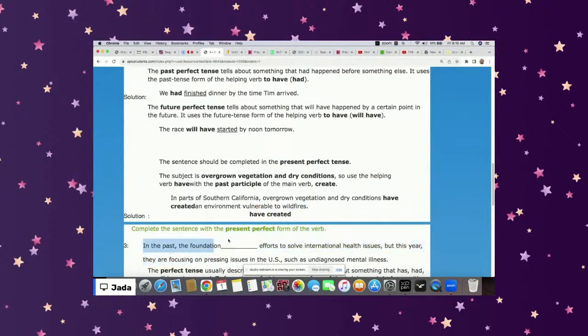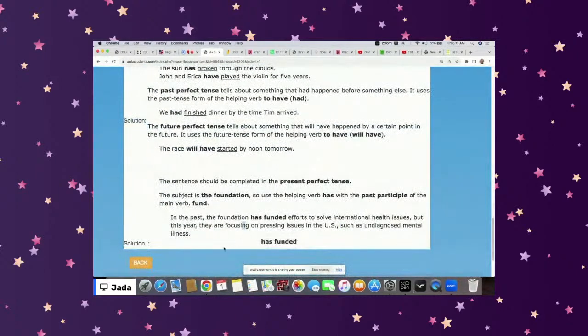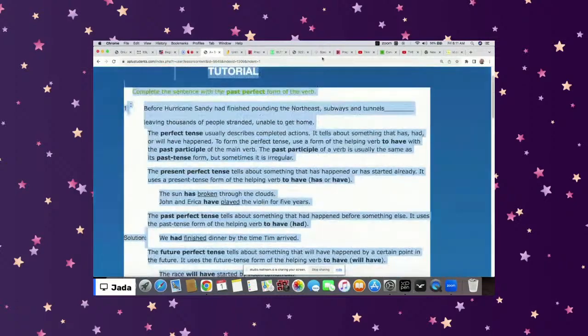Now, this other question is also for present perfect. In the past, the foundation dash effort to solve international health issues, but this year they are focusing on pressing issues in the US, such as undiagnosed mental illness. So this one has funded. Okay, so has was used in this one. Just remember that when it comes to the present, you have has or have, the past is had, and the future is will. Okay, so we're going to the test now.